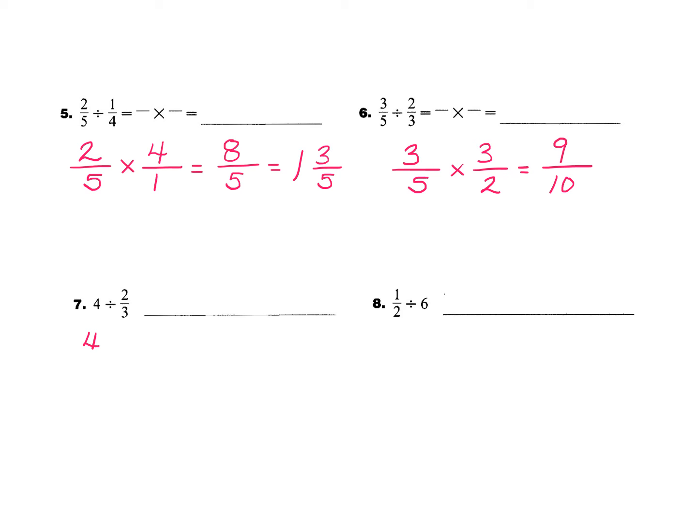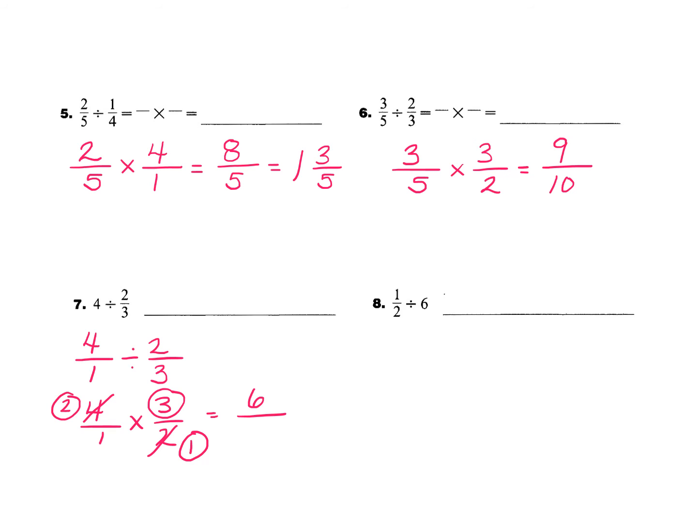Question number 7, 4 divided by 2/3. First, we need to make sure that every number is a fraction. Now we can solve. First we keep, then we change, then we flip. We can reduce before we multiply. 2 divided by 2 equals 1. 4 divided by 2 equals 2. 2 times 3 equals 6. 1 times 1 equals 1. 6/1 equals 6.